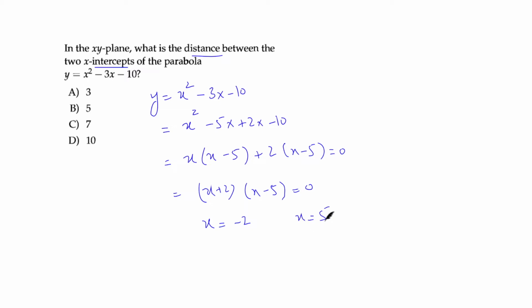But be careful, this is not the target answer. The target answer is the distance between the two x-intercepts. So the distance is basically 5 minus minus 2. The distance is basically 7. And distance has to be positive. Please be careful.